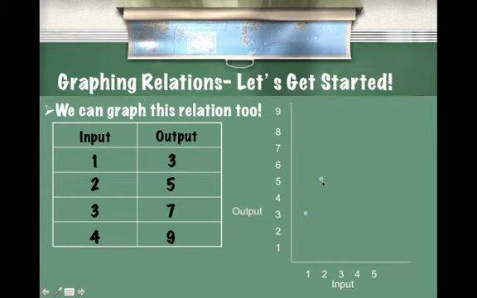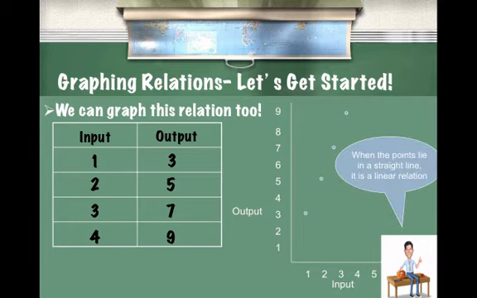And of course, this would be much more accurate on graph paper. I continue, no need to join the lines. When the points lie in a straight line, it's called a linear relation.